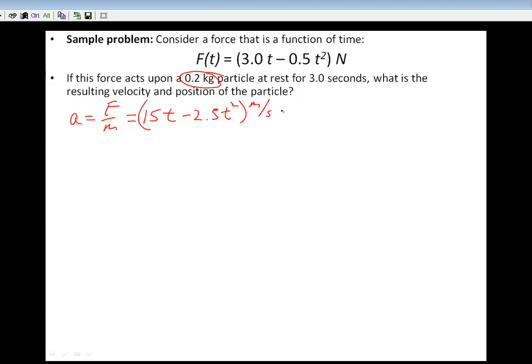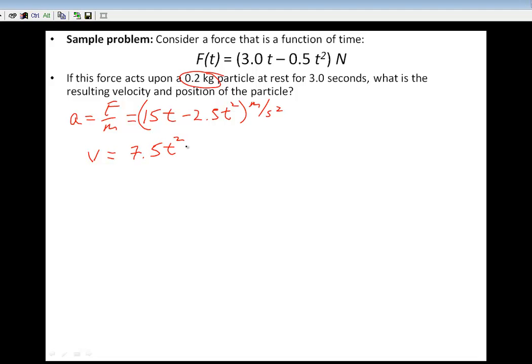All right. Then, if that's my acceleration function, how can I find the velocity after 3 seconds? Or let's do this. Let's find the velocity function first. How would I go about doing that? Take the antiderivative of this. So for 15t, I would get what instead? 7.5 t squared.